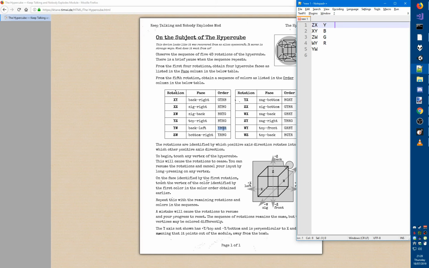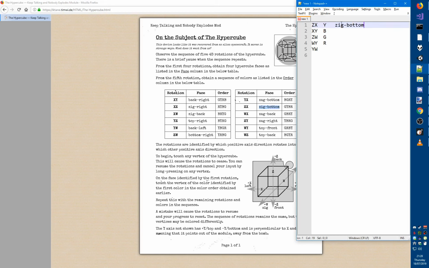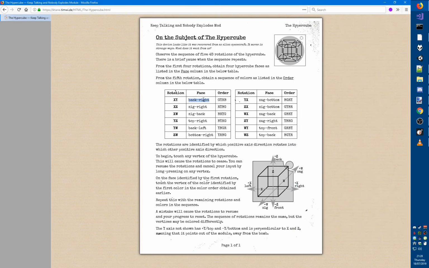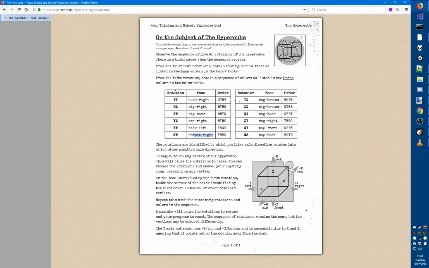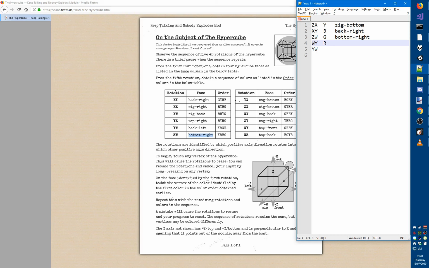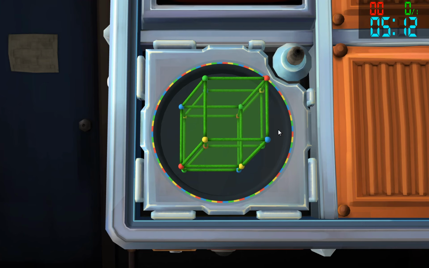Now for the other rotations, we want these. Now you will notice that there are only 2 names rather than 3, because the Hypercube has only 4 dimensions rather than 5, and it gives you 2, the other 2 are determined by the color. So now we want XY, which is this one here, back right. Then ZW, which is here. And WY is here. So let's go through these in order.